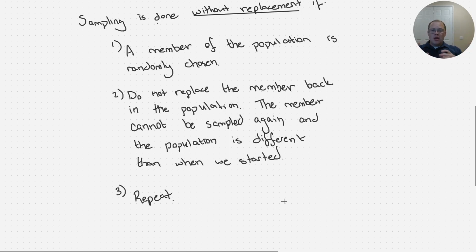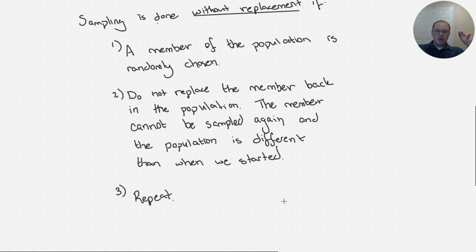Okay, so as an example, take that deck of cards again. Okay, imagine a deck of cards. You pull one card out of the well-shuffled deck. It's the 4 of hearts. You say, I've got the 4 of hearts. You do not put it back in the deck. It stays outside the deck. This deck is now different.